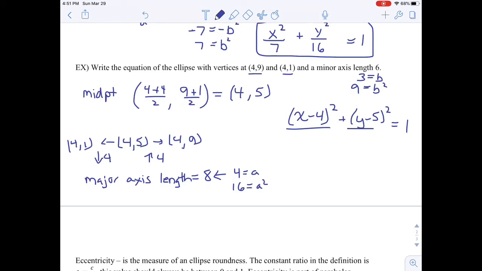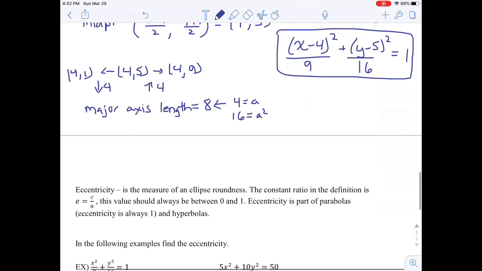Well, we had to go up and down 4, so the major axis was your vertical axis, which means 16 would go under the y minus 5, and 9 would go under the x minus 4. Now, there are a lot of different ways to do these. It's just a logical thought process through them, and I think a lot of times drawing a picture definitely helps as well.